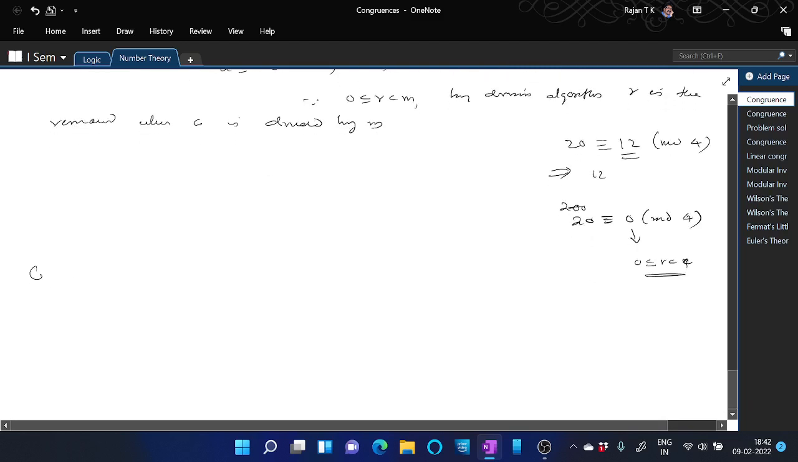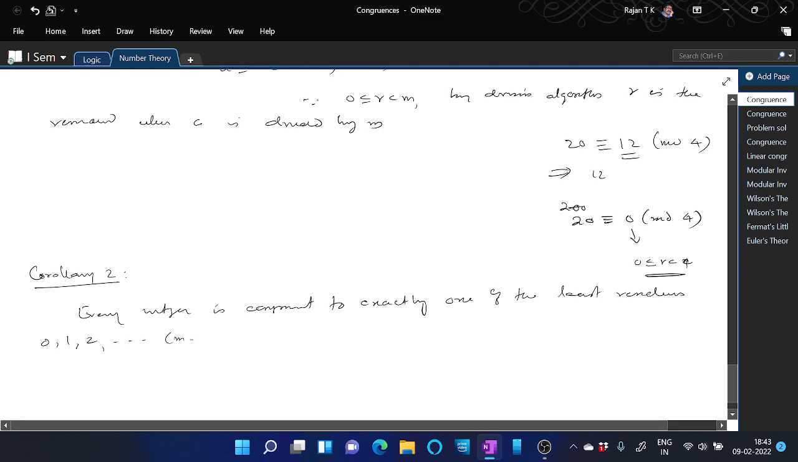Now another result that we can derive is that every integer is congruent to exactly one of the least residues. Residues means remainder. Every integer is congruent to one of the least residues 0, 1, 2, etc., M minus 1 modulo M.